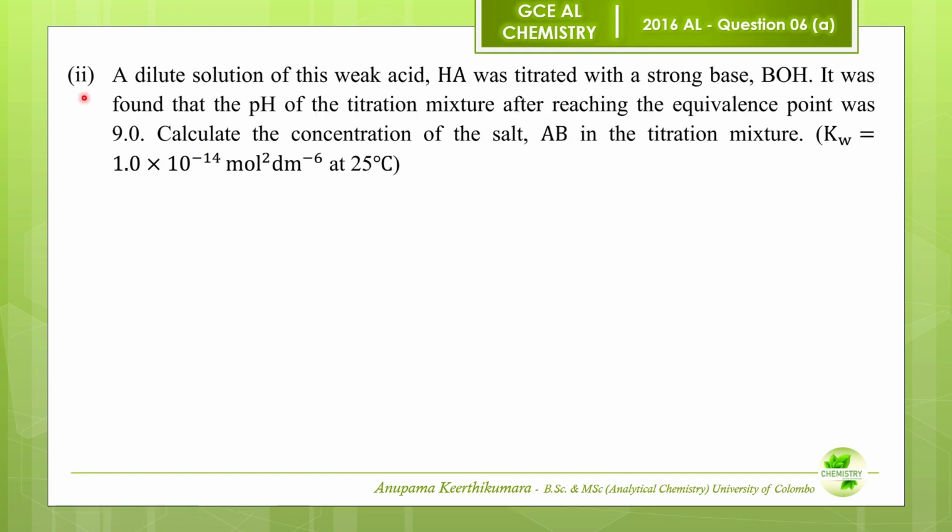Question number 2. A dilute solution of this weak acid HA was titrated with a strong base BOH. It was found that the pH of the titration mixture after reaching the equivalence point was 9. Calculate the concentration of the salt AB in the titration mixture. At 25 degrees Celsius, Kw is 1 into 10 to the power minus 14.